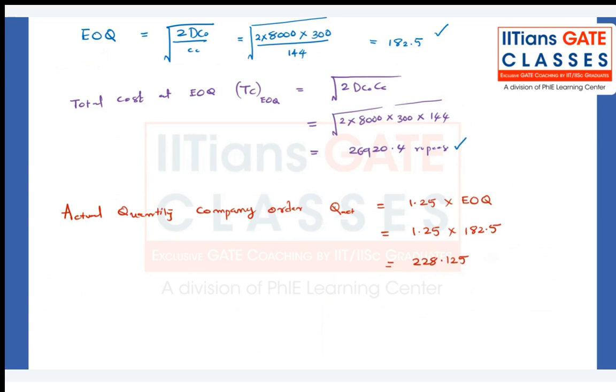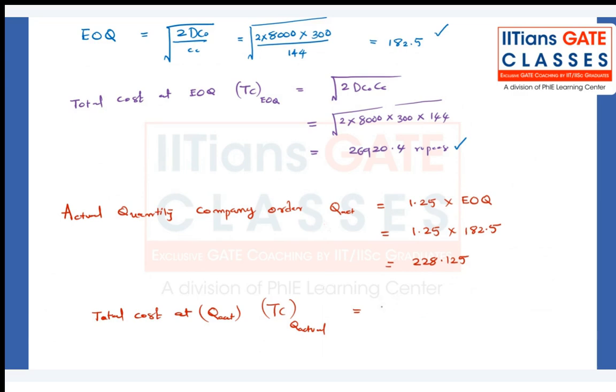So now what is the total cost at this actual quantity order? So total cost at actual quantity order. Can I write it like this? Total cost at Q actual. Now here, what is the total cost, guys? We have discussed this already.